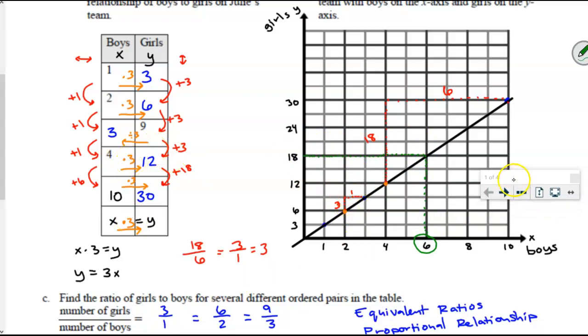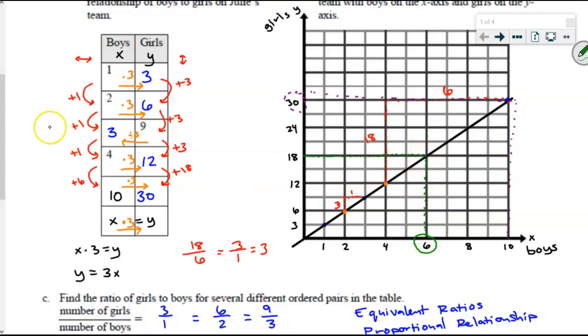So let's review really quick the difference between those two problems. In the first version, I knew that there was 10 boys, so I went along the axis where we were measuring the boys, found 10, traced that up until I could see the graph, traced it over to find out that the value of girls associated with the value of 10 boys was 30. But now when I switch the information, then we have to work backwards. On the y-axis, I'm measuring girls, so I'm going to start at 18, follow over until I get to the graph, trace it down to see that that is associated with 6 boys.